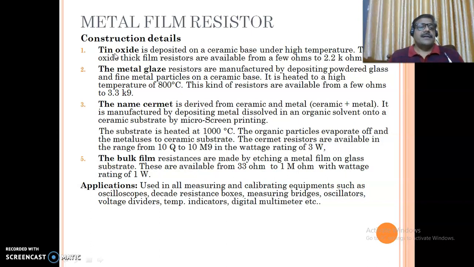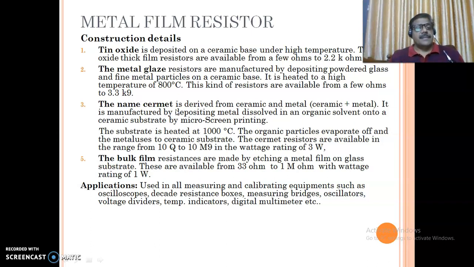Now the construction details of the 4 types of metal film resistors. First one, tin oxide, which is deposited on a ceramic base under high temperature. Tin oxide thick film resistors are available from a few ohms to 2.2 kilo ohm. The metal glaze resistors are manufactured by depositing powdered glass and fine metal particles on a ceramic base. It is heated to a high temperature of 800 degrees Celsius. This kind of resistors are available from a few ohms to 3.3 kilo ohm.